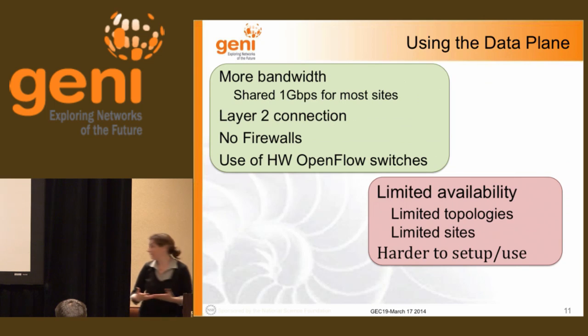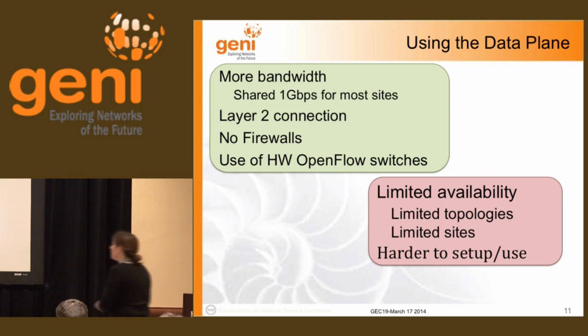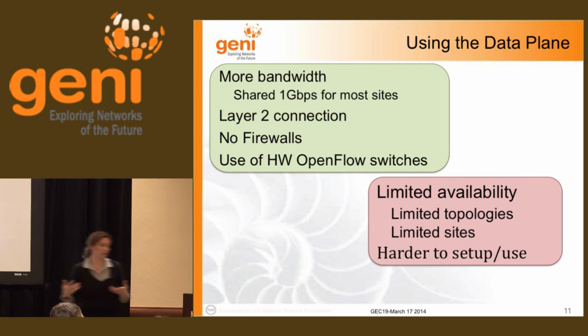Now, if you want to use the data plane options, you have more bandwidth. It's not infinite, it's not a lot. In most places, we have a shared 1 gig going out of the rack between all experiments. There are no firewalls, and you can use the hardware OpenFlow switches that GENI has available for experimenters. On the downside, there is limited availability. It's not available in all the compute resources in GENI. We're still deploying this capability. So there are limited topologies and sites, and it's a little bit harder to set up and use. It's not already there, just working. There are some steps you have to take, and it might be a little bit challenging to set up.